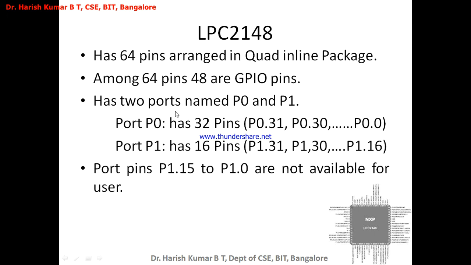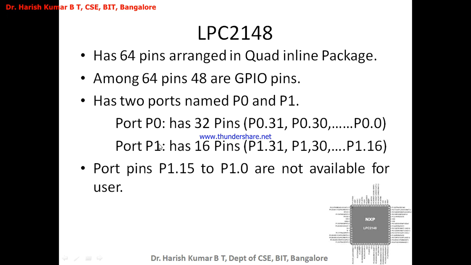Now how many pins are there in port 0? Port 0 has 32 pins. The 32 pins of port 0 are named like this: P0.0, that is port 0, 0th pin. Next P0.1, port 0, first pin. Next P0.2, port 0, second pin. Like this, port 0, 30th pin, port 0, 31st pin. Totally 32 pins are there in port 0.